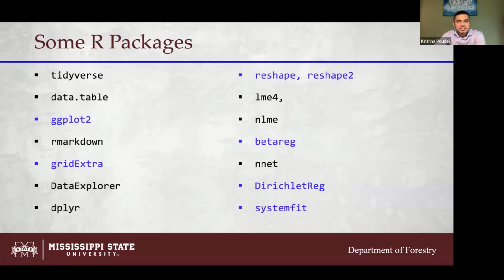And here are some packages that I commonly use in developing biomass models. Tidyverse, and ggplot is within Tidyverse, but the packages in blue we'll use in today's example as well. So ggplot, gridExtra, reshape2, betareg, that's for beta regression, DirichletReg, that's for the Dirichlet regression, and systemfit is for the SUR.